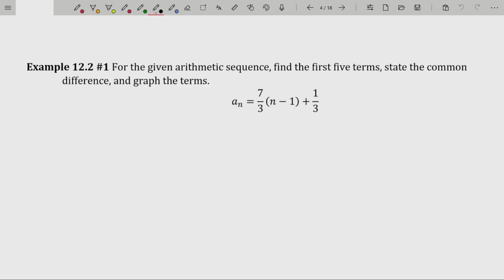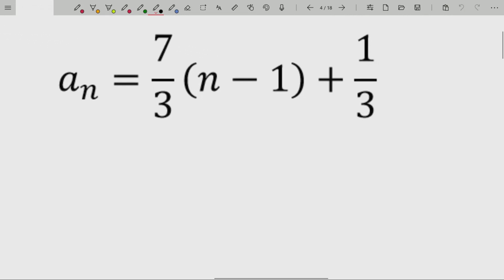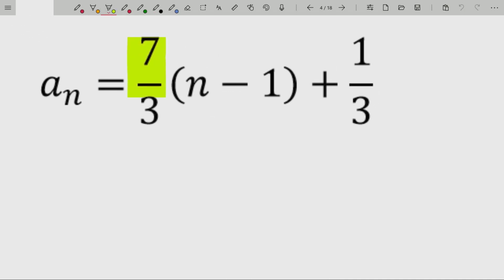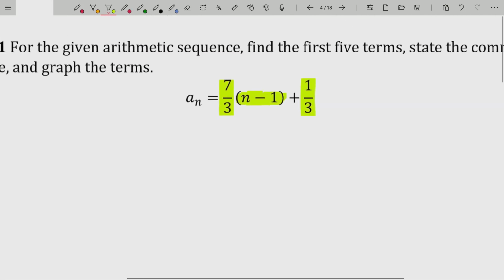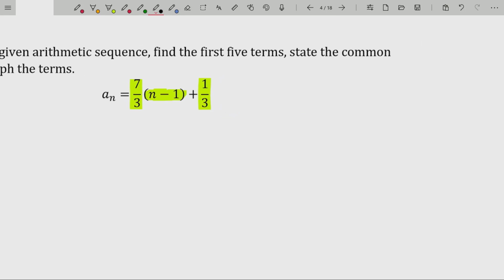Whew, that was a lot to go through, right? So now we get to go into examples. For the given arithmetic sequence, and you know it's arithmetic, by the way, just by looking at the form. It's a number times n minus 1 plus a number. Doesn't have to be, by the way, times n minus 1. It can be manipulated in such a way that it doesn't look like it's arithmetic, but essentially anytime that you have a sequence of the form like this, 7/3 n plus 2, let's just say, or maybe it's minus 2 actually.